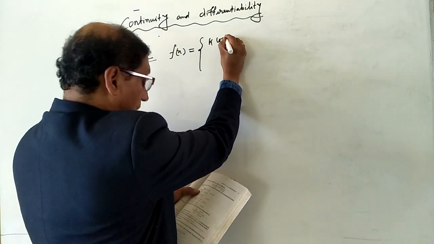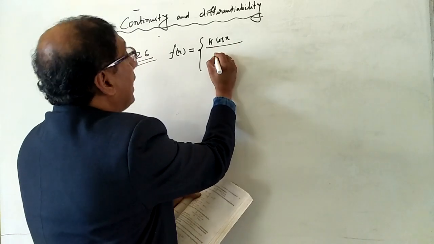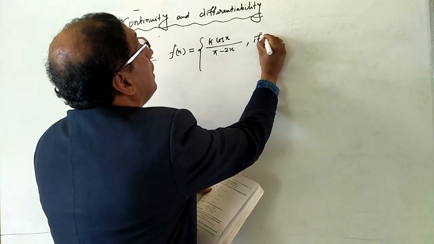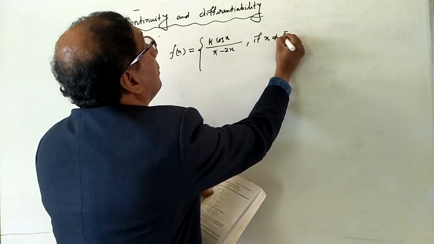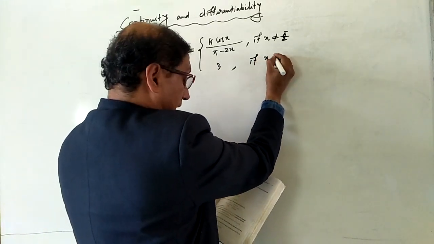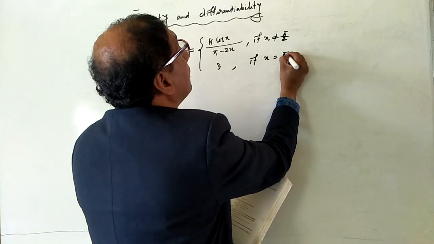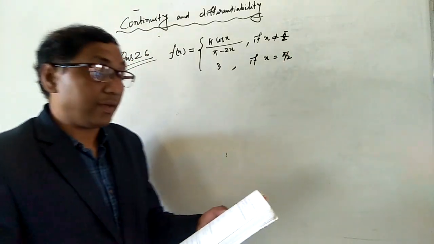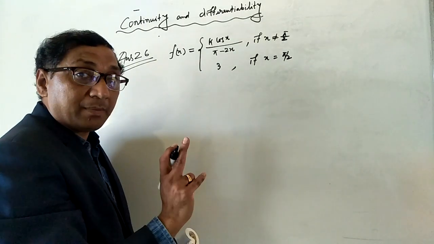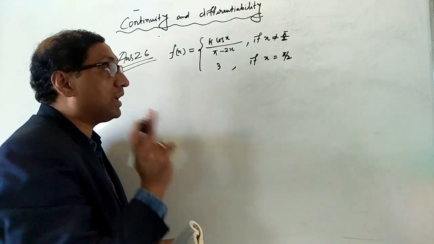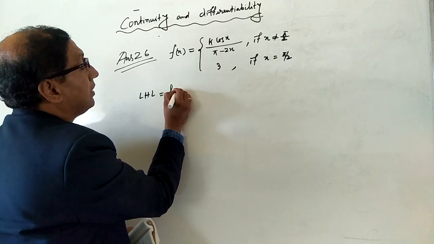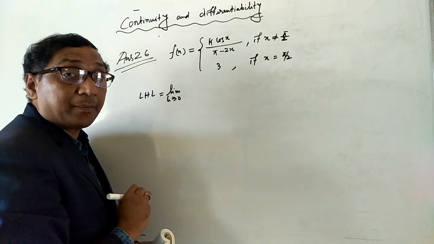k cos x upon pi minus 2x if x not equals to pi by 2, and its value is 3 if x equals to pi by 2, and it is continuous at x equals to pi by 2. So we have to find the left hand limit at point pi by 2, right hand limit at point pi by 2, and image at point pi by 2.